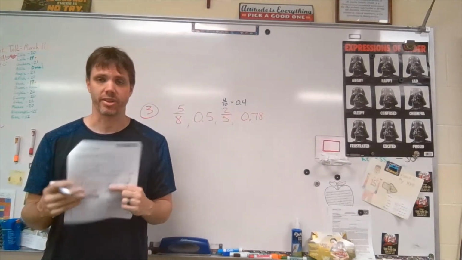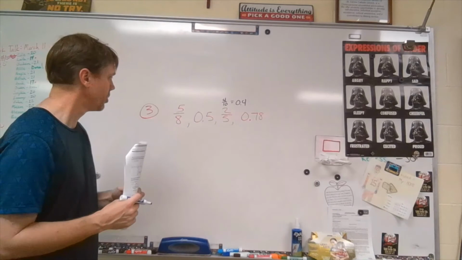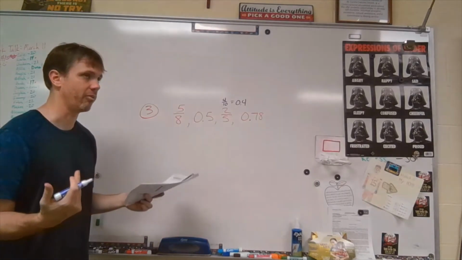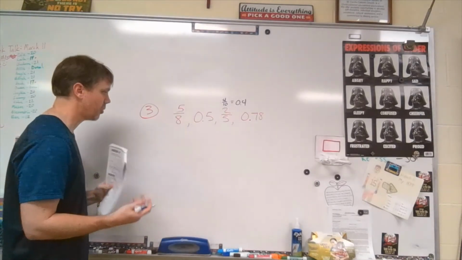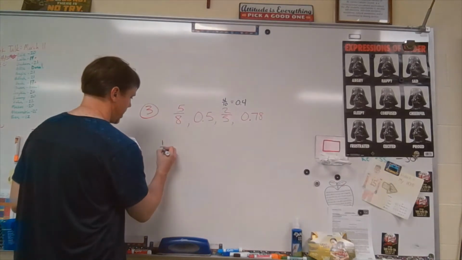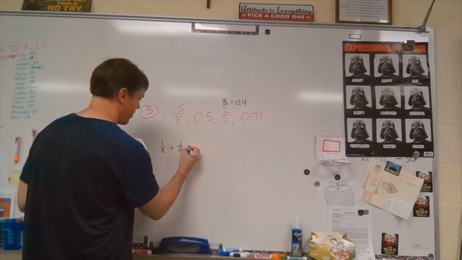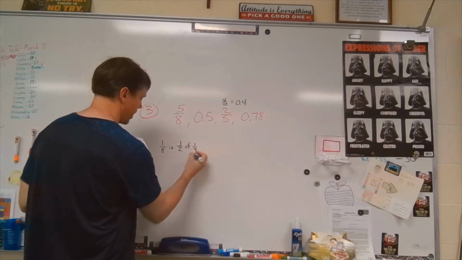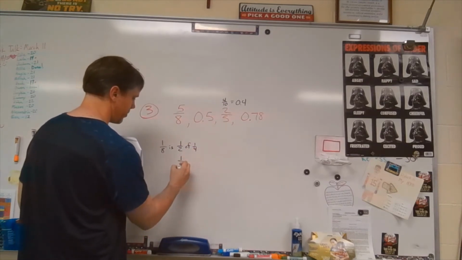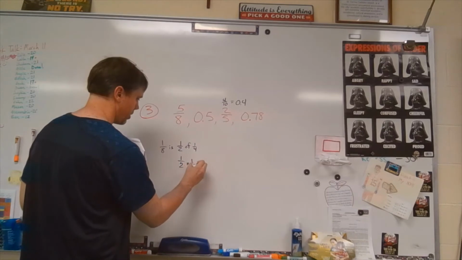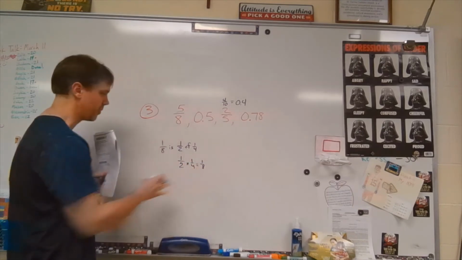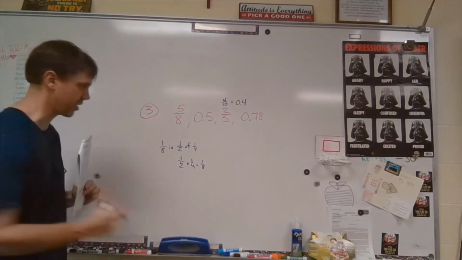Probably one of them is simpler than the other, though it's really going to depend on what you prefer. So 1/8, I said, is 1/2 of 1/4, right? And we talked about 1/2 times 1/4 is 1/8. You guys hopefully remember that from when we were multiplying fractions.